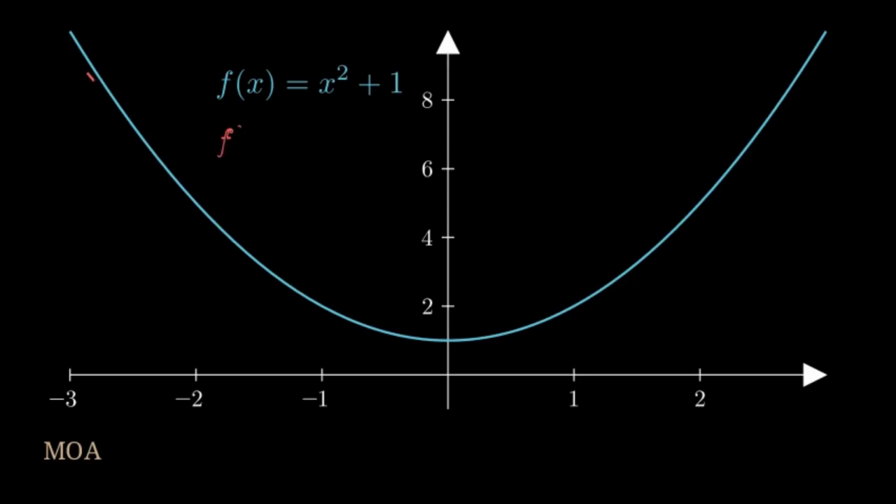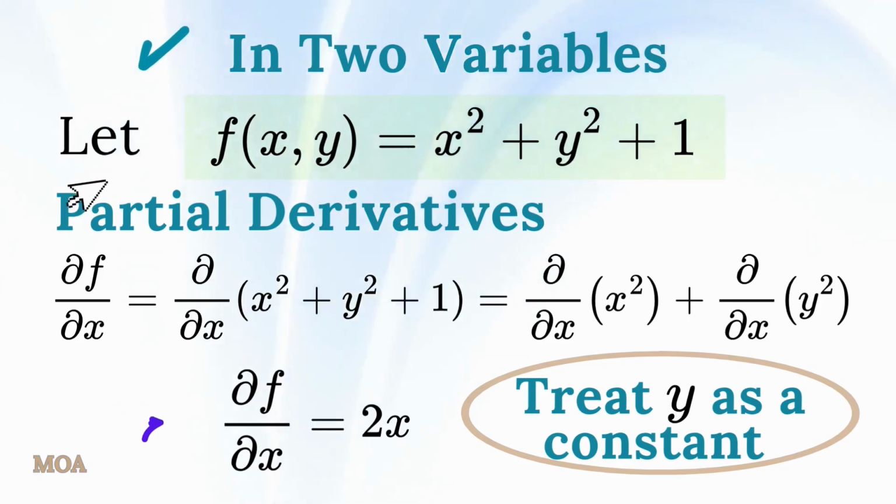All of these notations represent the exact same mathematical concept, namely, how much the output of the function changes when you make a tiny change to the input variable x. Geometrically, this gives the slope of the tangent line to the curve at any given point. Well, what happens in the case of two variables? Okay, let f of x comma y equal x squared plus y squared plus 1.